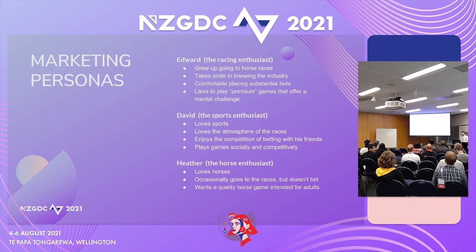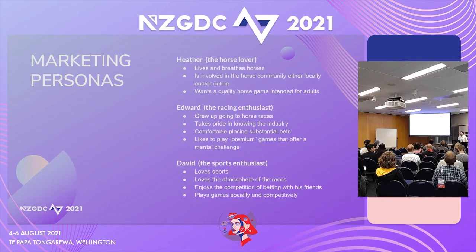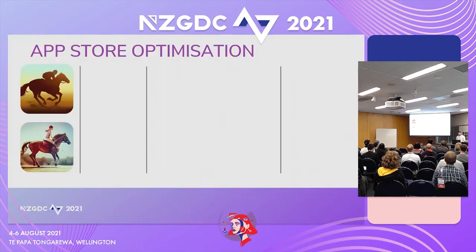So what we actually did was we found that Heather was actually our primary persona. We changed her. She's the horse lover, lives and breathes horses, involved in the horse community, and wants a quality horse game intended for adults. And we moved Edward as the second, as racing was still a key and fundamental component of the game, but it was obvious that there were other things that players were interested in. So moving forward, that helped us to inform some of the App Store optimization decisions we wanted to make.